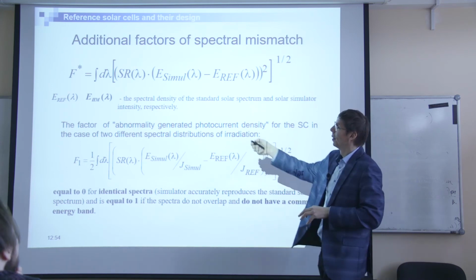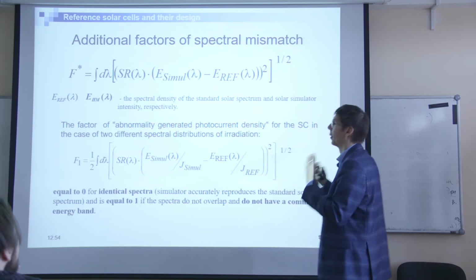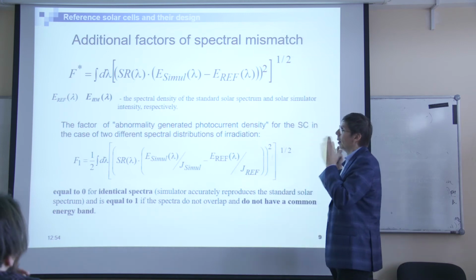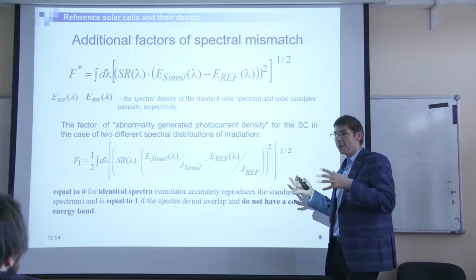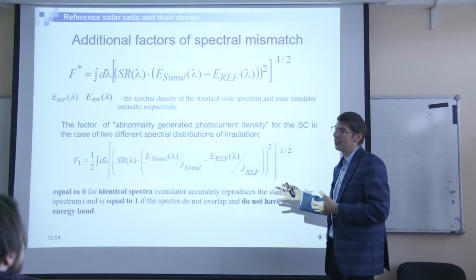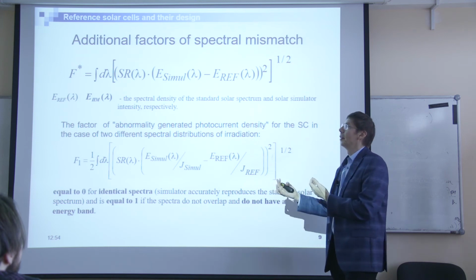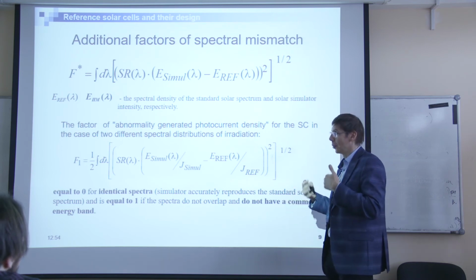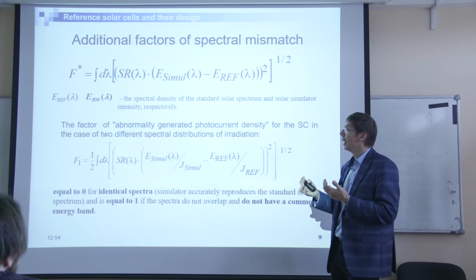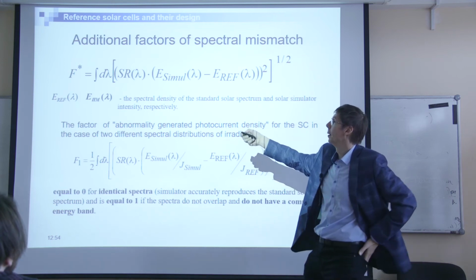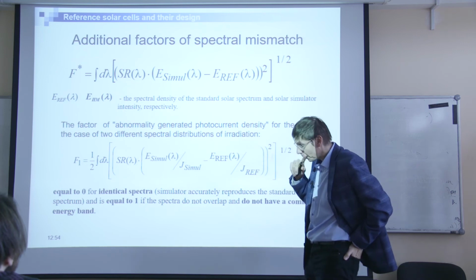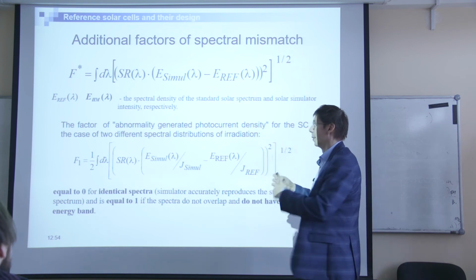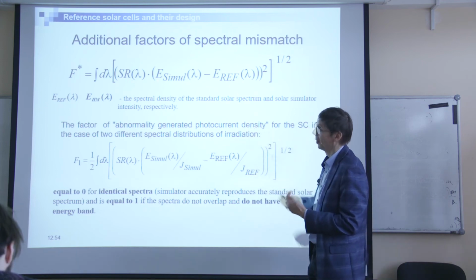For the measured solar cell, for some specific solar cell, you can imagine, for example, the case, as I told you, that we have some LED simulator which can be used for measurement of silicon junction solar cells. In this case, for example, we can use the spectral response of the silicon and see what is the difference between the spectrum of the simulator and the reference solar cell.